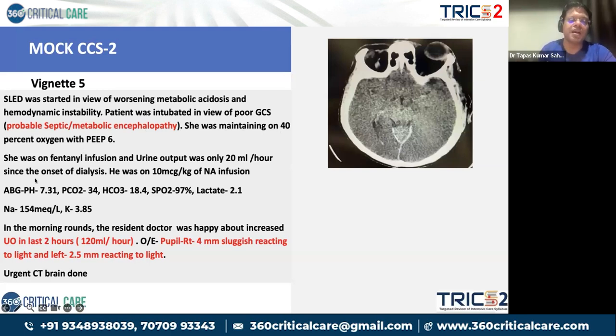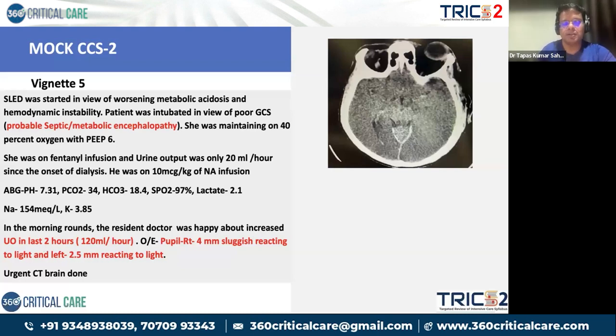Okay, acceptable. Now, she was on fentanyl infusion and urine output was only 20 ml per hour since the onset of dialysis, and she was on 10 mics noradrenaline infusion. ABG done: 7.31, 34, 18.4, saturation 97% with lactate 2.1. Sodium 154, potassium 3.85. Now, in the morning round, the resident doctor was happy about increased urine output in the last 2 hours, 120 ml per hour.